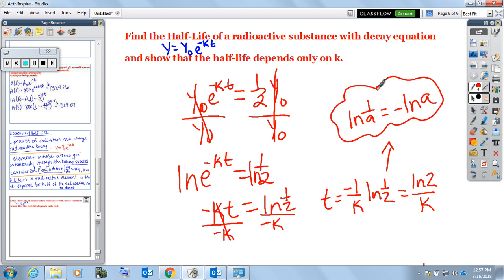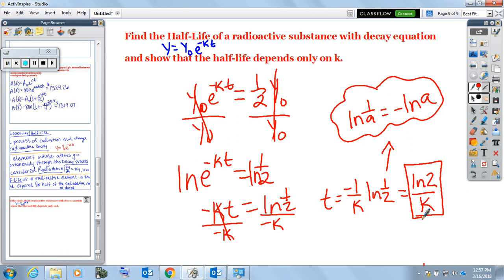But remember the second part of the problem? The problem is to show that the half-life depends only on k. Well, by having only k in our final result, of course the time only depends on k, because there's no y naught, y sub 0, anymore. That's not in the problem. And once that's not in the problem anymore, the only changing factor for time is your constant of decay, our constant k.